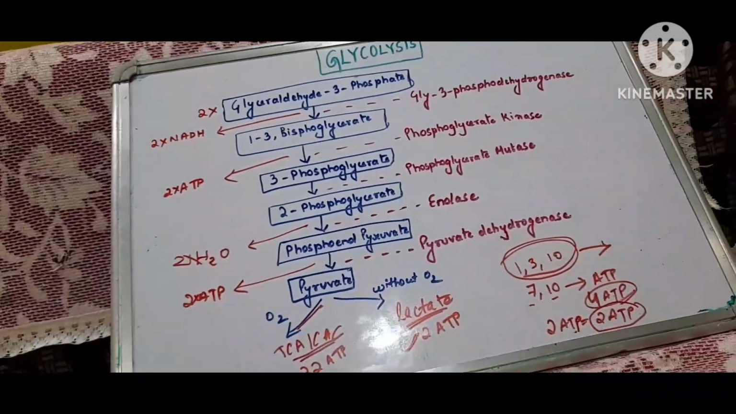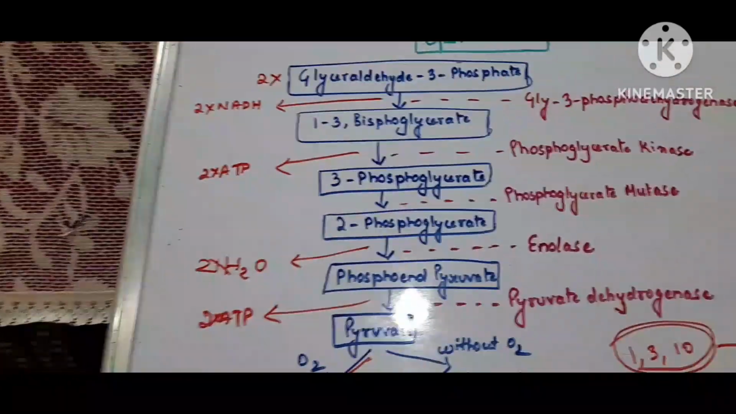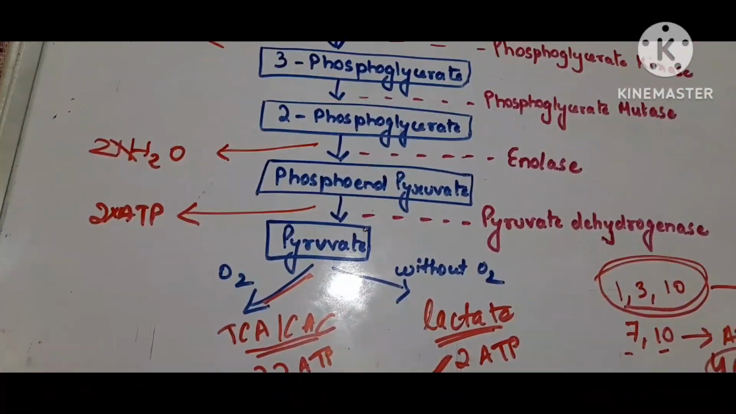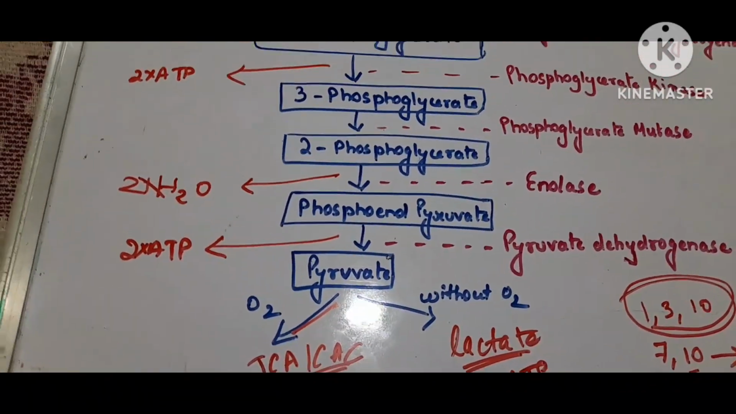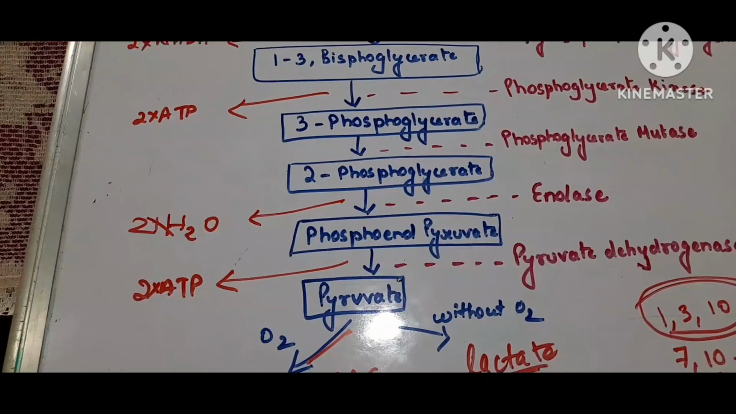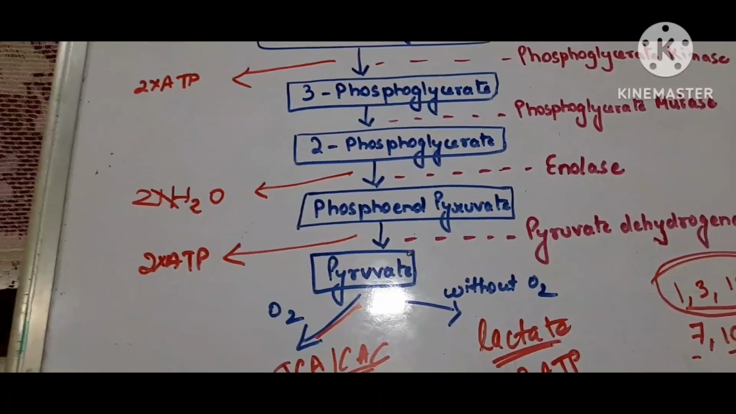So this was all about glycolysis. In the next video we will discuss the energetics of glycolysis, that is, how many molecules of ATP are produced from one glucose molecule.